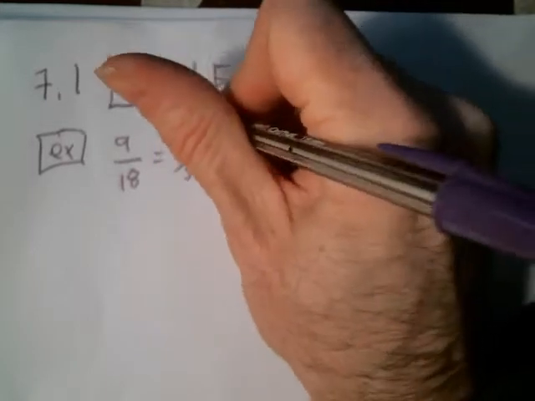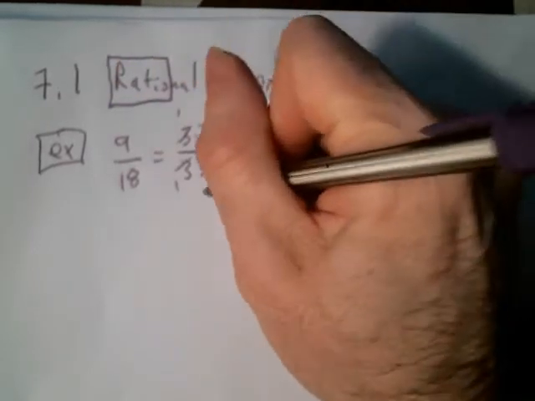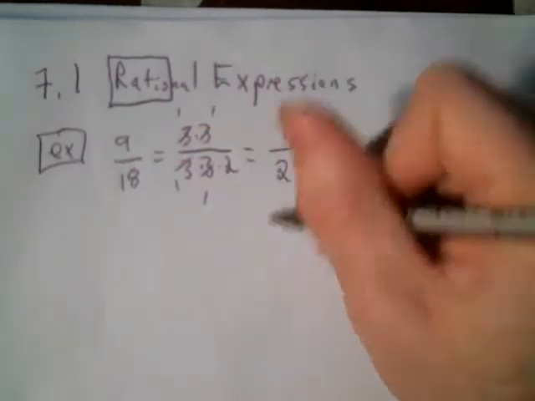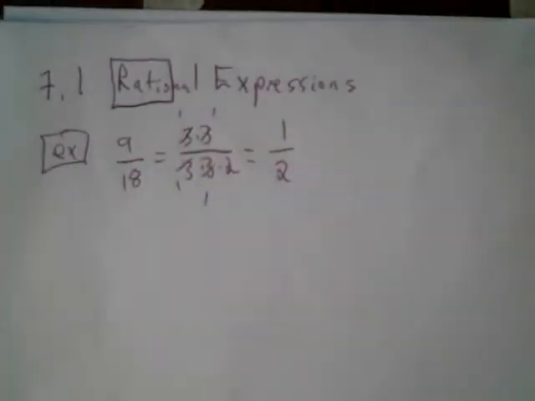So 3 over 3 is the same as 1 over 1. 1 times 1 is 1. 1 times 1 times 2 is 2. And, okay, so we want to play all the same game, do all the same sort of business, but with variables instead of just regular old numbers.